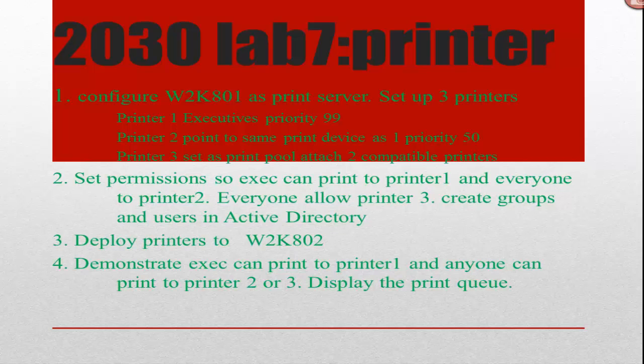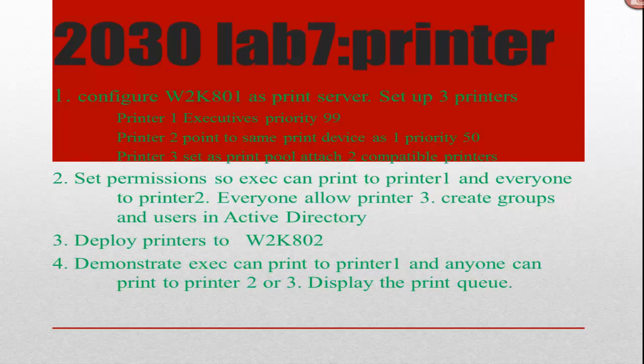Printer 1 is for executives with a priority of 99. Printer 2 will point to the same print device as printer 1 and will have a priority of 50. Printer 3 will be set as a print pool and will also attach 2 compatible printers to create that print pool. Second, we will set permissions so that the executive can print to printer 1 and everyone to printer 2, and everyone will also be allowed to print to printer 3.